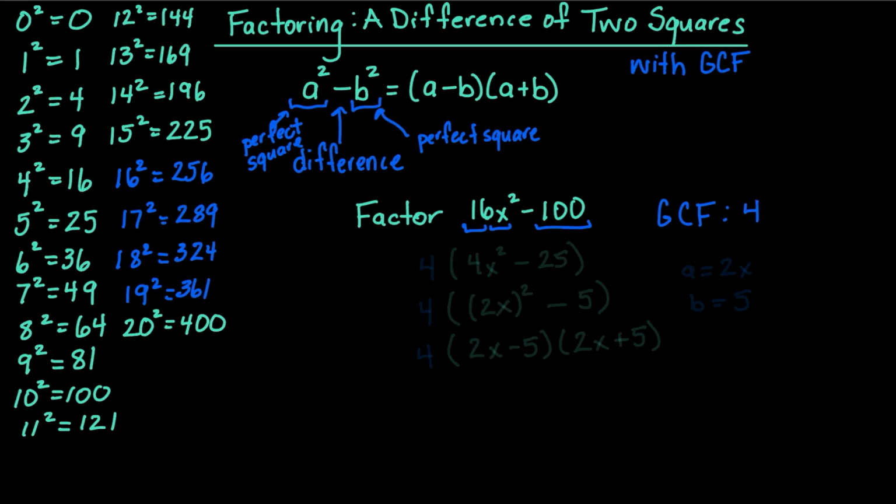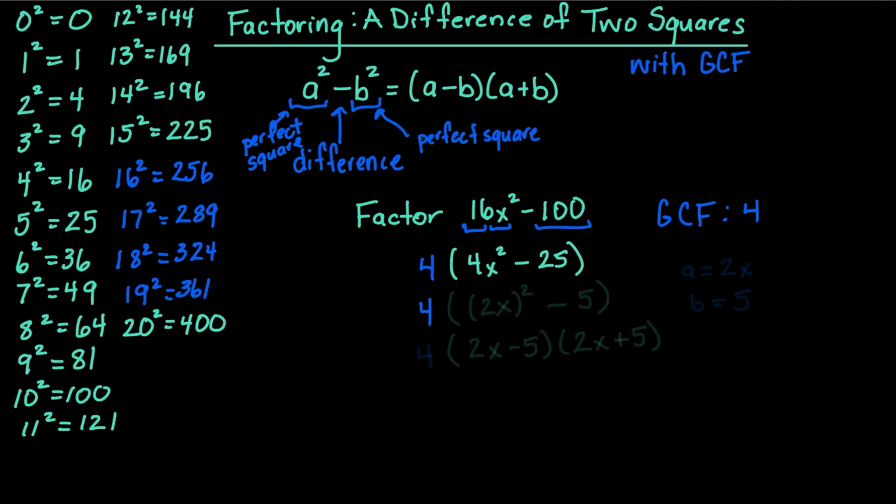Now you could factor this without factoring out the GCF first, and you can factor the GCF out at the end. I always check for a GCF before I start factoring any problem. So I'm going to factor out a 4, and I'm going to be left with 4x squared minus 25. After factoring out 4, I notice I'm still left with all perfect squares. 4 is a perfect square, x squared is a perfect square, 25 is a perfect square.